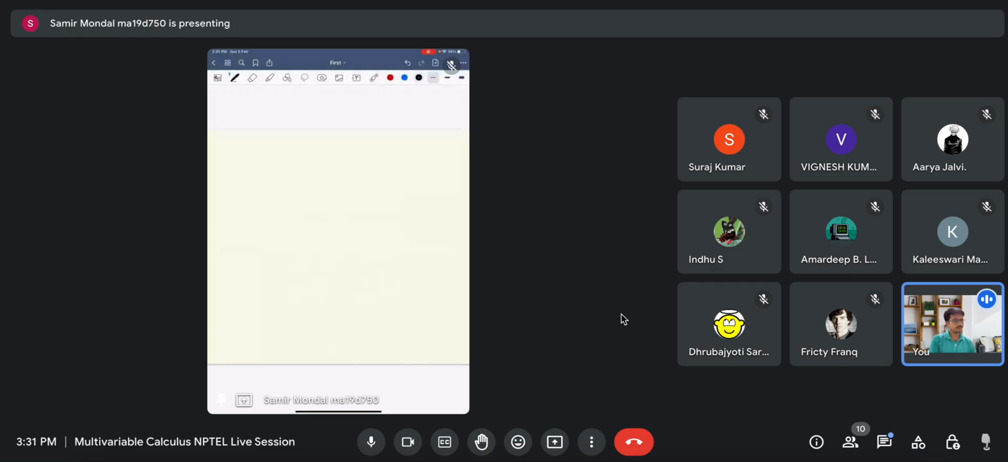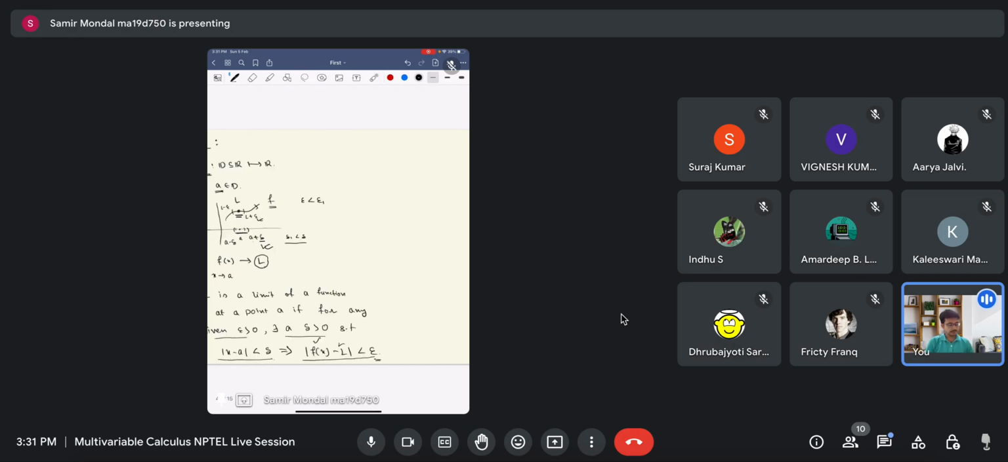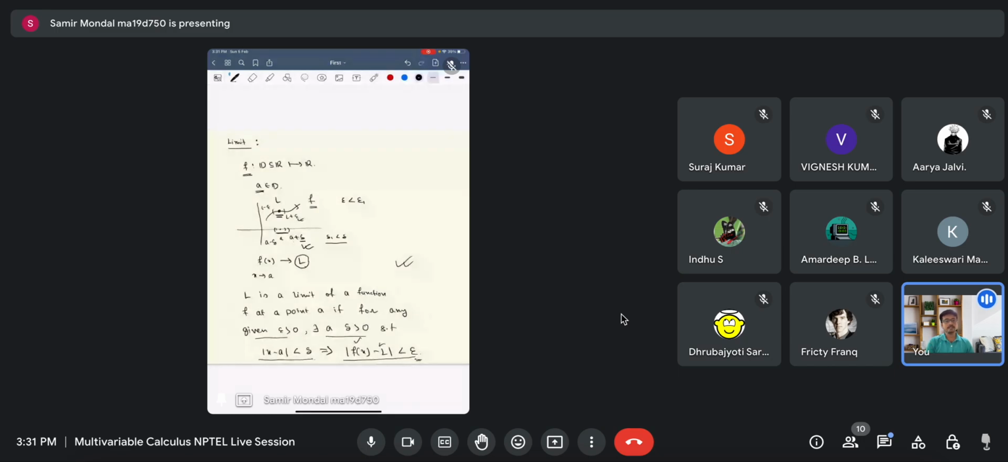I'm giving you one problem. Right now it's a little bit difficult to verify that the limit of a function does not exist. Using the definition, we can verify that the limit of a function exists at some particular point, but using this definition to verify that a limit does not exist is a little bit difficult. I will come back to this question soon.